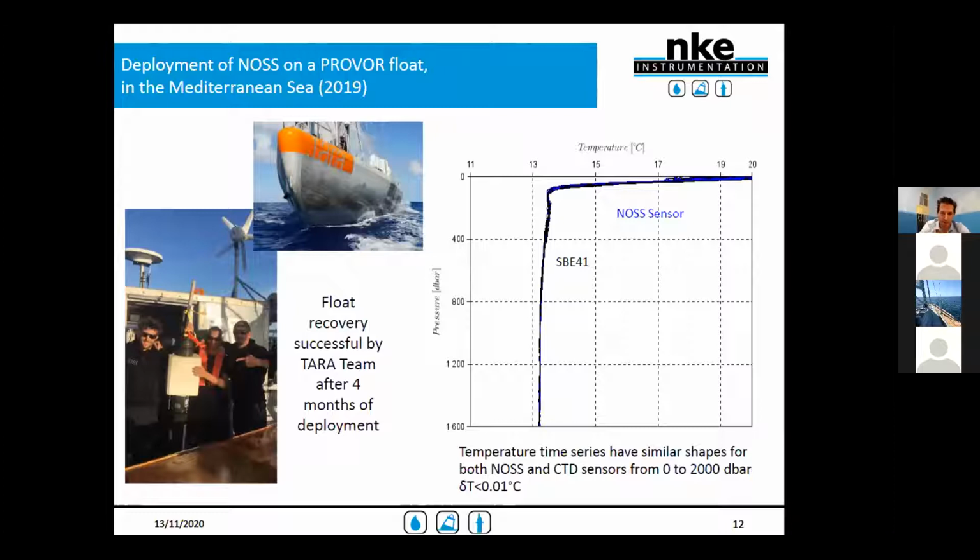In temperature, I just plot these 30 profiles. We have a very good shape and very good behavior in temperature between the two sensors. And I just want to make a comment about the Tara team. I would like to thank them for recovering the float in the Mediterranean Sea in extreme meteorological conditions. I would like to thank them because the float drifted a lot, and we called them to recover this float.